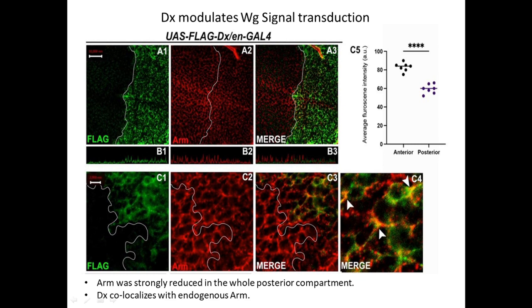Image C4 shows the magnified version of the image C3. From image C4, it is clear that Deltex and armadillo are localized in the same region. In other words, Deltex co-localizes with endogenous armadillo.